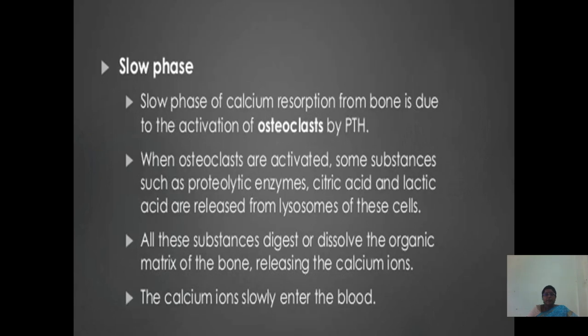Next comes the slow phase. The slow phase of calcium reabsorption from the bone is due to activation of osteoclasts by parathormone. When osteoclasts are activated, substances such as proteolytic enzymes, citric acid and lactic acid are released from the lysosomes of the cells. All these substances digest or dissolve the organic matrix of the bone, releasing the calcium ions. These calcium ions slowly enter the blood.